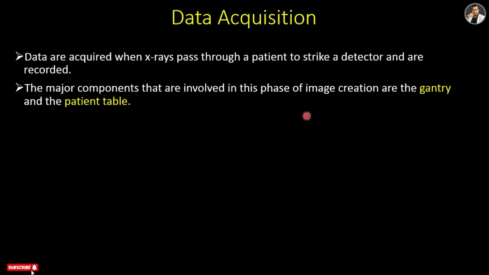If we first see that data are acquired when X-rays pass through a patient to strike a detector and are recorded. That means when an X-ray photon passes through the body and reaches the detector, and this is recorded, then the data is actually recorded.